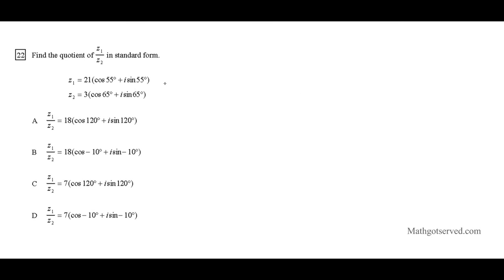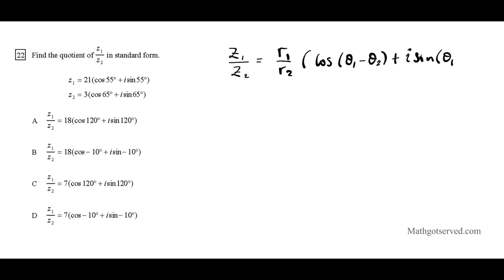We're going to be applying the quotient property for complex numbers. So when you're dividing two complex numbers, z1 and z2, the quotient is basically r1 over r2 times cosine theta 1 minus theta 2 plus i sine theta 1 minus theta 2. Okay? So basically, you find the quotient of the radii, and then you multiply it by cosine of the difference of the angles, and i sine the difference of the angles.